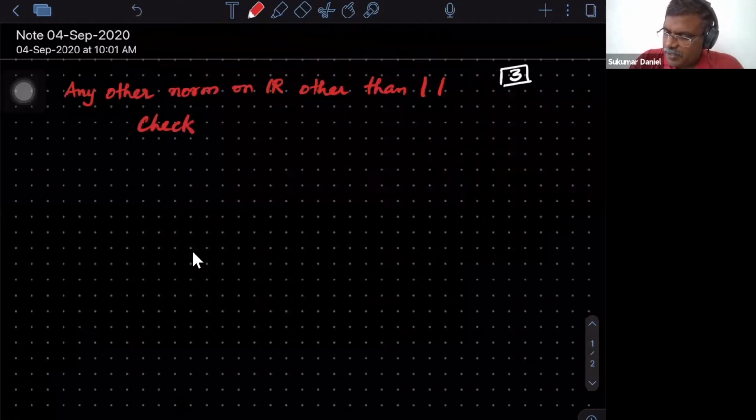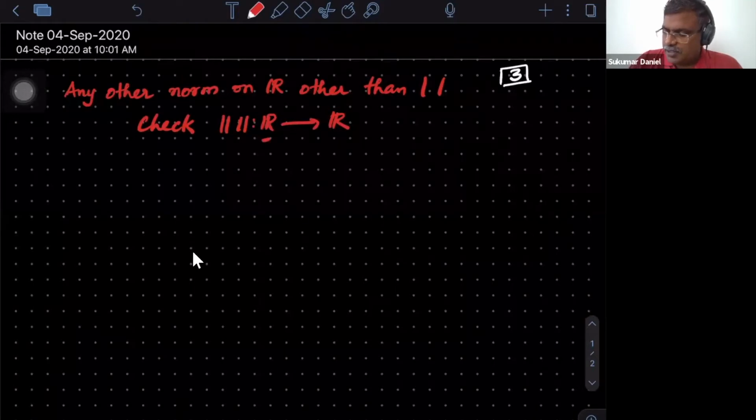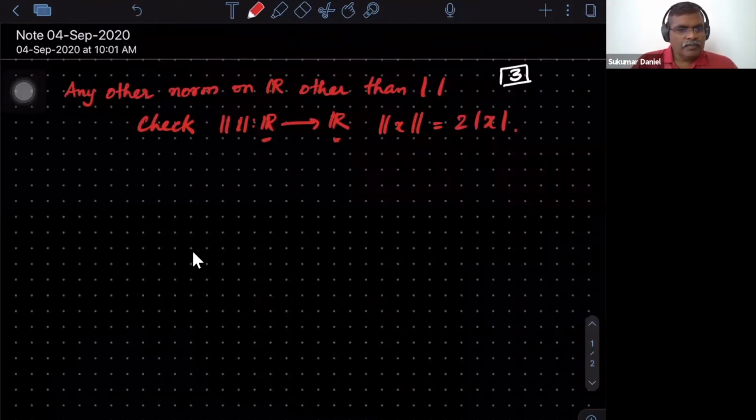So if I multiply this 2 times, the function is 2 times mod x. What does it mean? Again, make it clear. So my new norm is a function from R to R. Here, this is a vector space, and this is the usual place where it is landing. It is defined by norm of any x is 2 times modulus of x. This is something. And check that it is a norm.